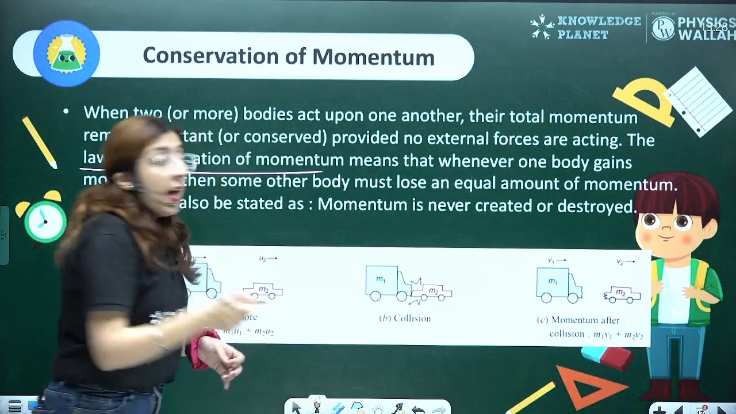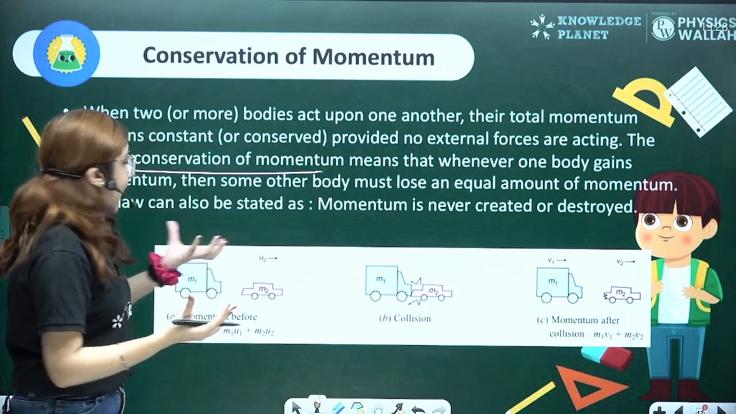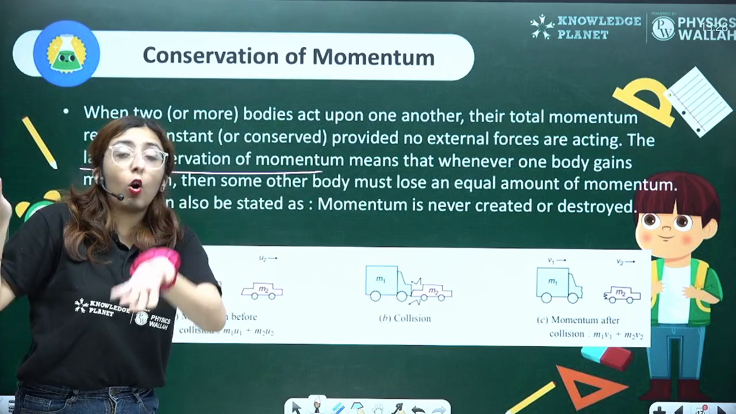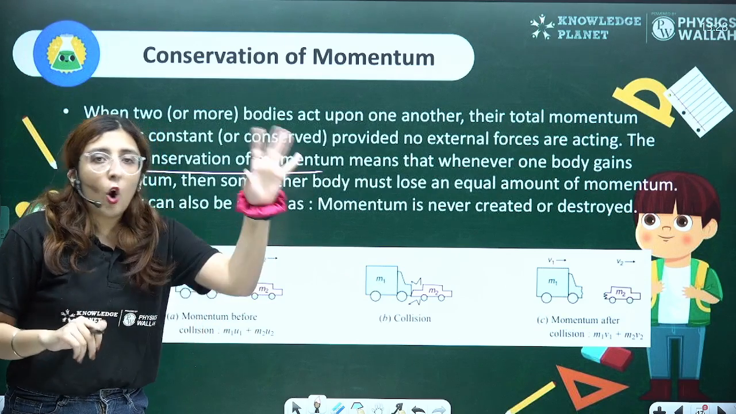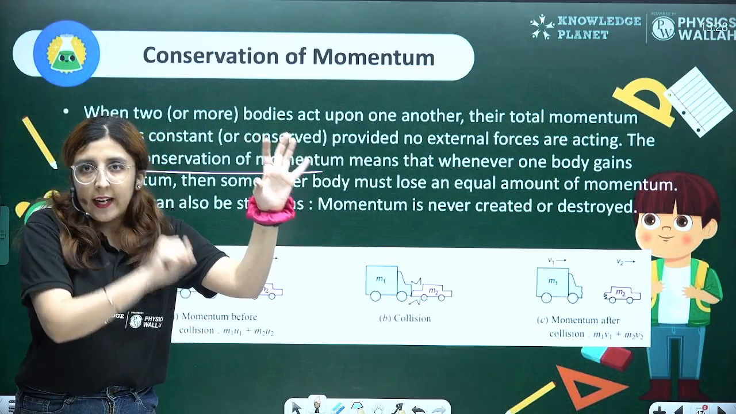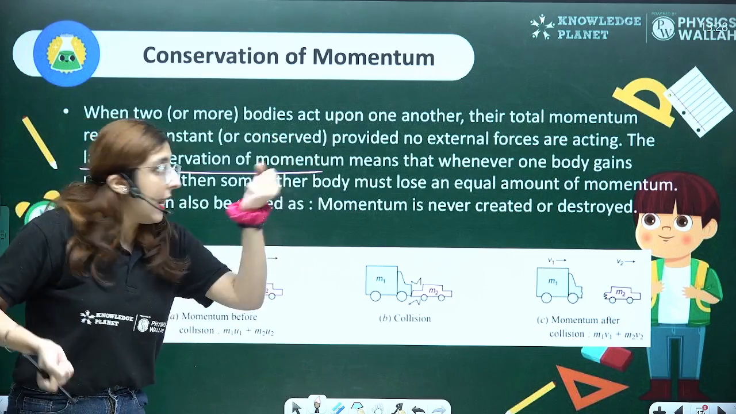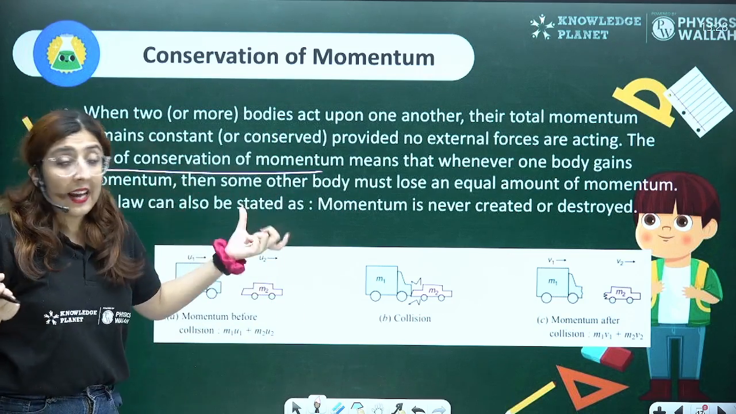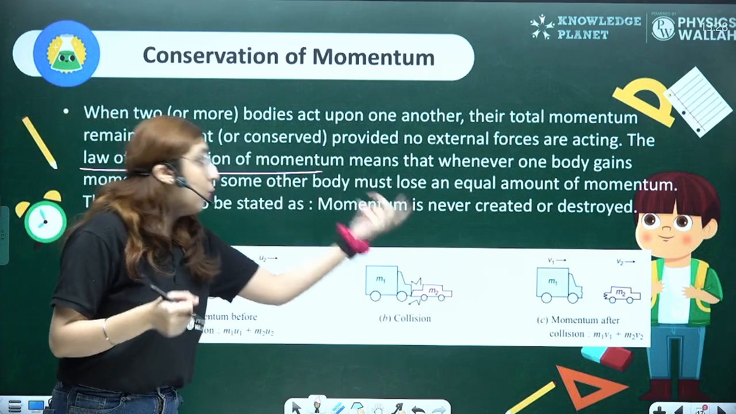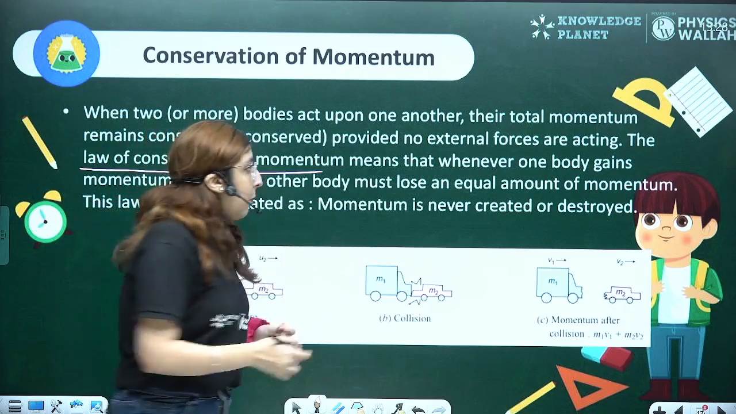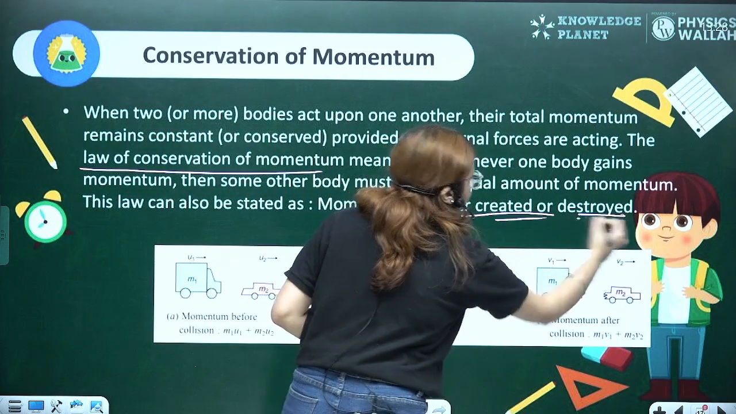That means whenever one body gains some momentum in a system, the other will lose it in order to maintain the constant. Say the total is 5. One is getting 3, the other is getting 2. Then one is getting 2, the other is getting 3. So gain and loss need to be maintained. One will gain momentum, another will lose momentum. But yes, this law states that momentum can never be created nor destroyed.